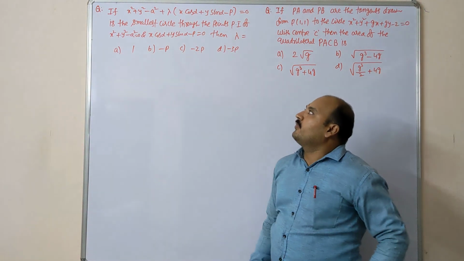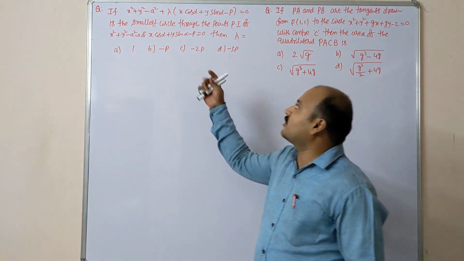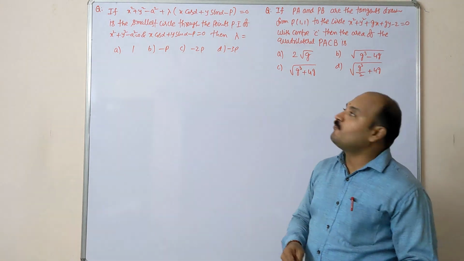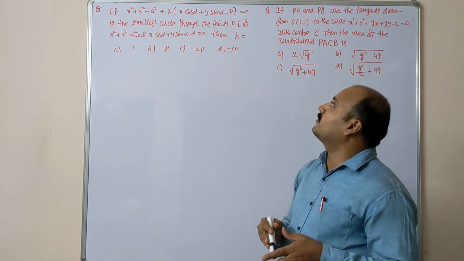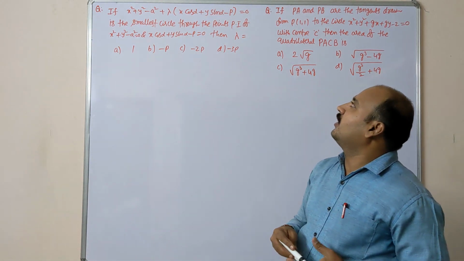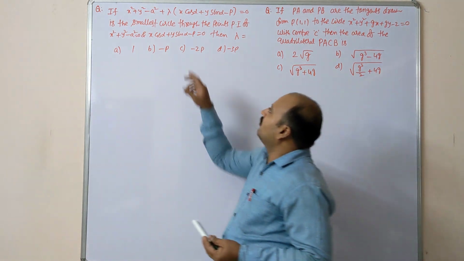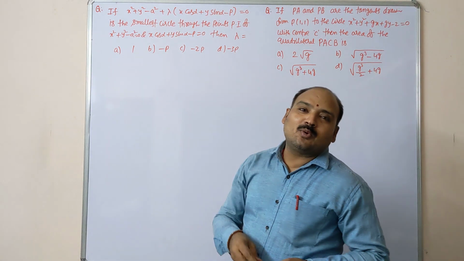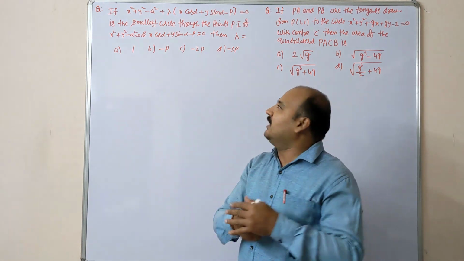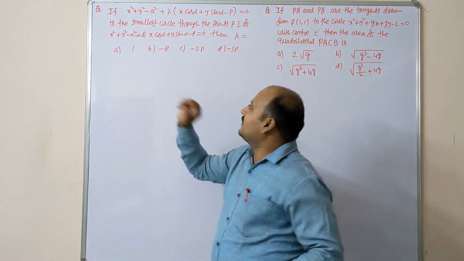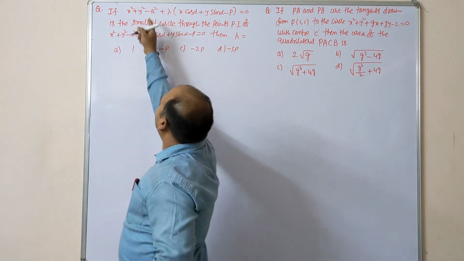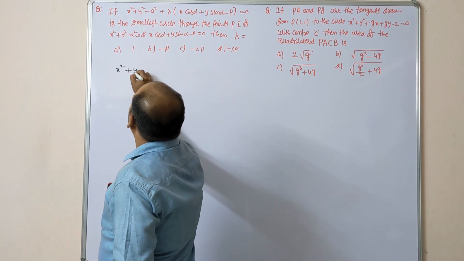Yeah, the next question. If x square plus y square minus a square plus lambda into x cos alpha plus y sin alpha minus p equal to 0 is the smallest circle through the point of intersection of these two circle and line. You remember, dear students, whenever it is in this form S plus lambda L equal to 0, how does it come? Smallest circle, whenever they mention here, this line is the diameter of the circle. So S plus lambda L equal to 0, this circle I am writing x square plus y square.